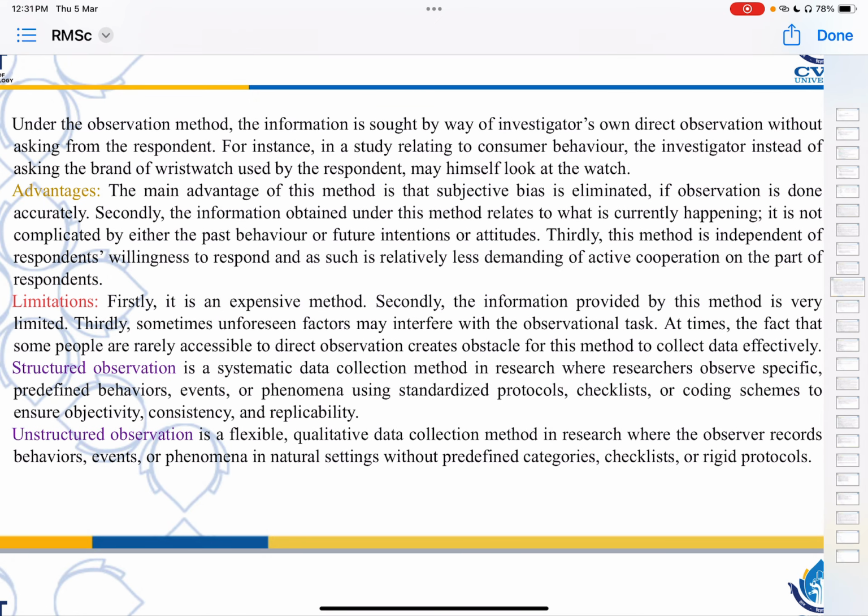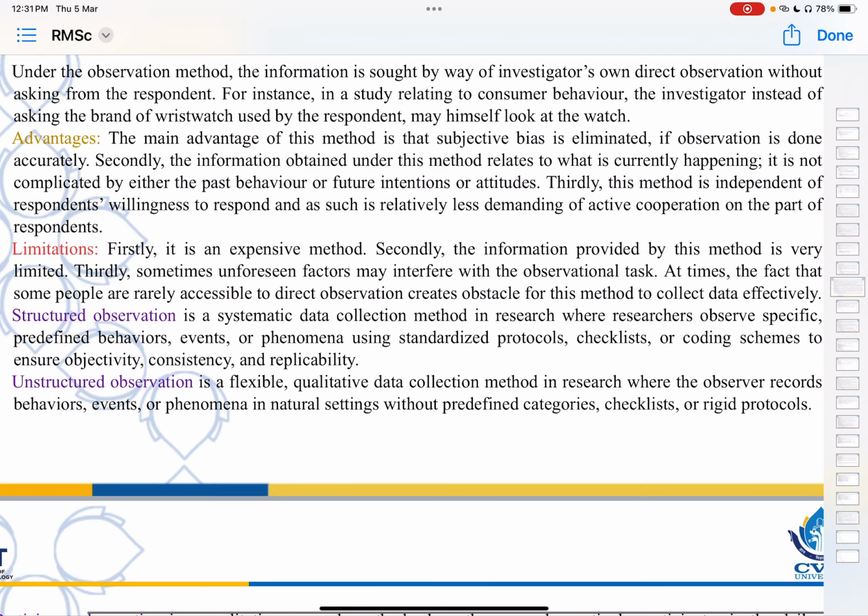Then there are different kinds of observation. One is structured observation. Structured observation is a systematic data collection method in research where the researcher observes specific predefined behaviors, events, or phenomena using standardized protocols, checklists, or coding schemes to ensure objectivity, consistency, and replicability.